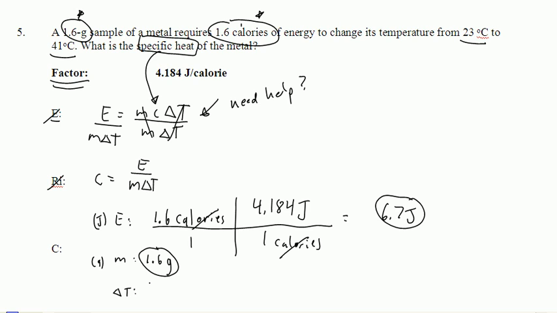Let's set it up though. It's going to be the final temperature of 41 degrees Celsius minus the initial temperature of 23 degrees Celsius. 41 minus 23. Well, 40 minus 23 is 17, so it should be 18. Let's double check. Yes, it is 18. There's your delta T. Again, this thing you're doing right here is what delta means in science. It means change.